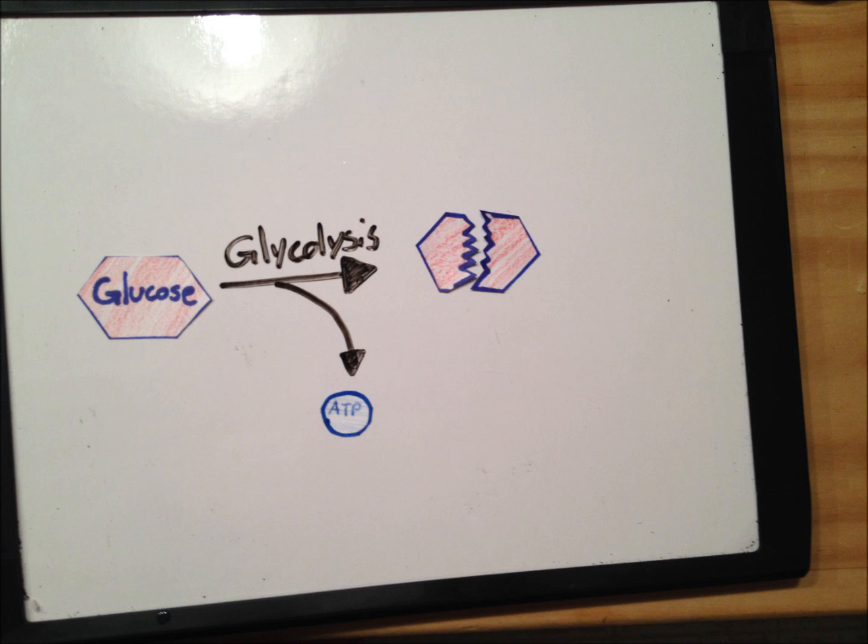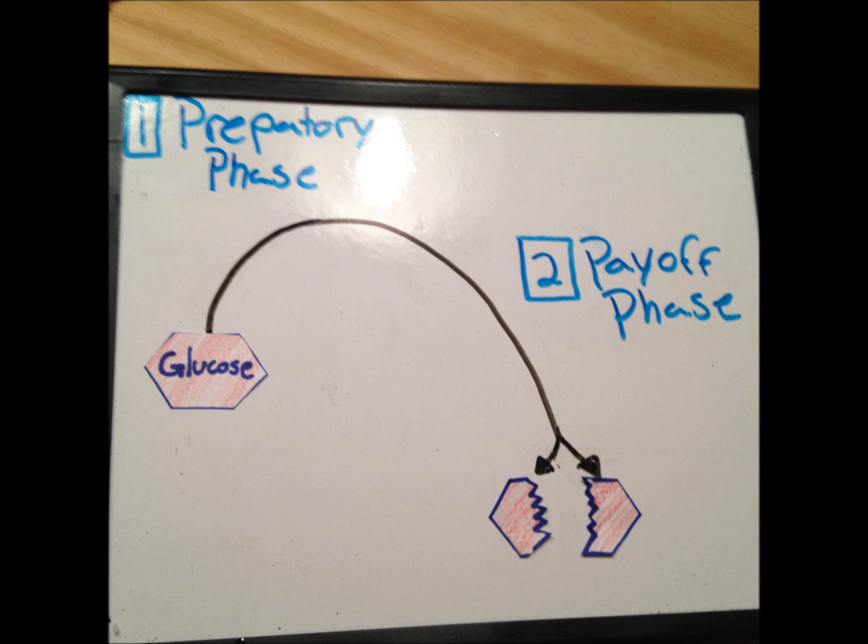It is the process in which glucose is completely broken down and used to produce a much larger amount of ATP. Glycolysis has two distinct phases, an uphill preparatory phase and a downhill payoff phase. One way to understand the two phases of glycolysis is to compare the process to a downhill bike ride.